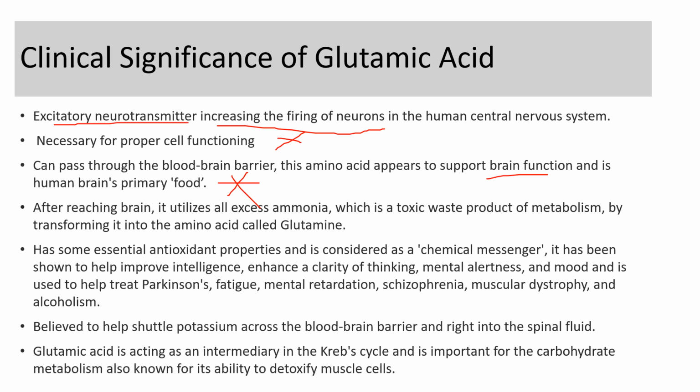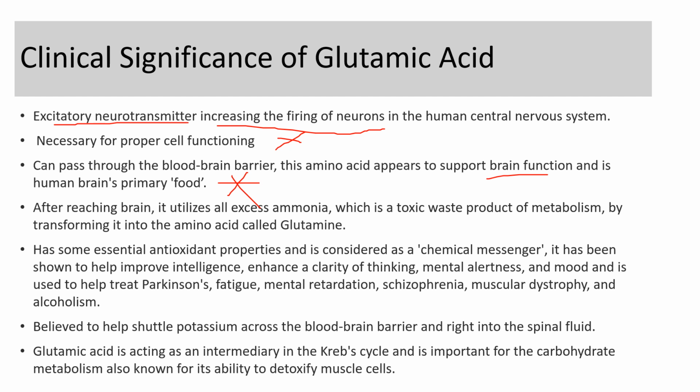After reaching the blood, it utilizes all excess ammonia, which is a toxic waste product of metabolism, by transforming it into an amino acid called glutamine, right? So it transforms itself into glutamine.